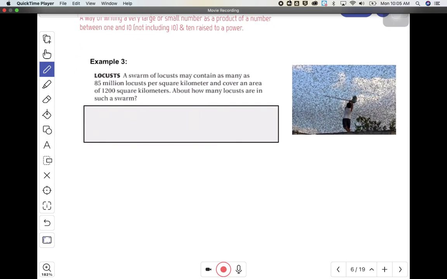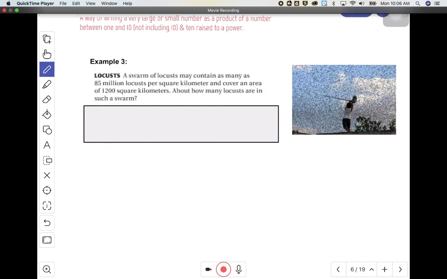And we have a little word problem. It's kind of gross. Look at that. Ugh, all those locusts. So disgusting. We'll read it together. A swarm of locusts may contain as many as 85 million locusts per square kilometer and cover an area of 1,200 square kilometers. About how many locusts are in such a swarm?